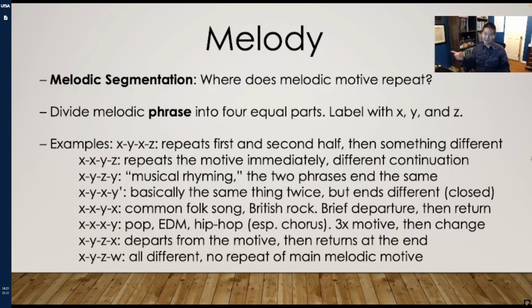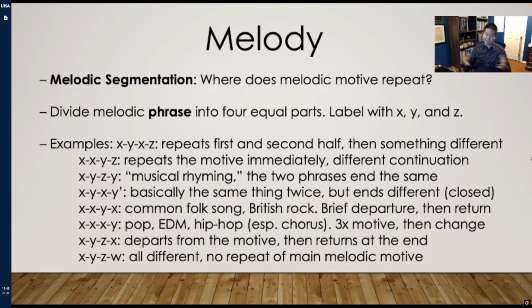X, Y, Z, Y, this is called musical rhyming, where the end part is actually the same, but each half of the phrase starts a little bit differently. So it's the second half that repeats. And then there's X, Y prime. Prime is what we say when we have that little apostrophe, which means something's a little bit different. So basically that means we have the same phrase twice, but it ends differently the second time. Maybe open-ended the first time and resolved the second.